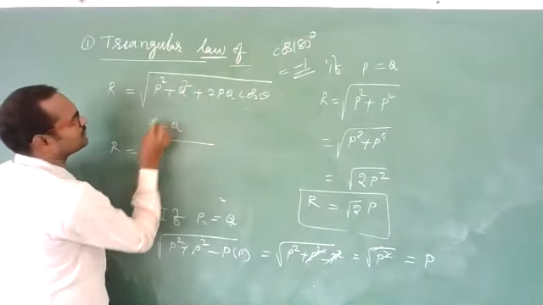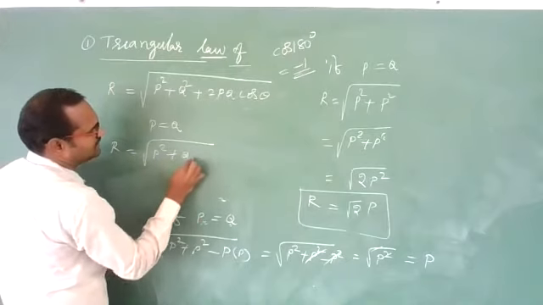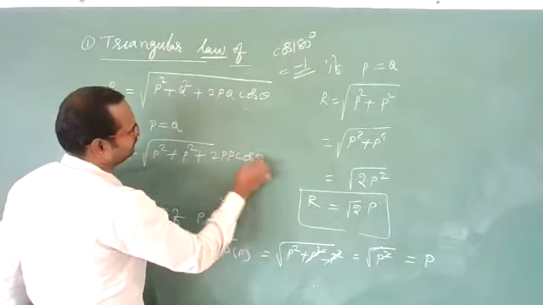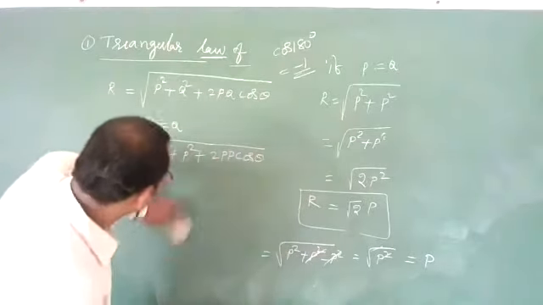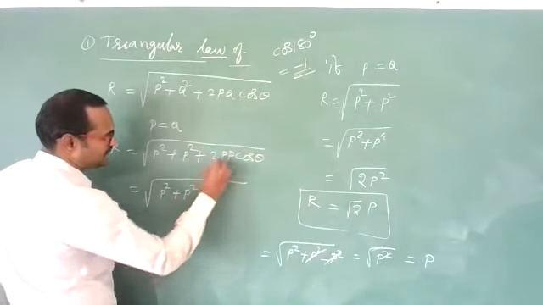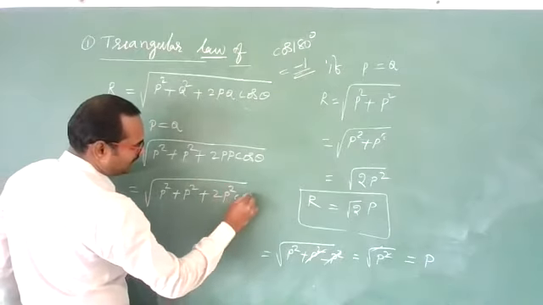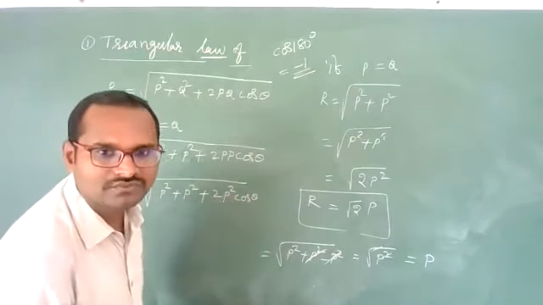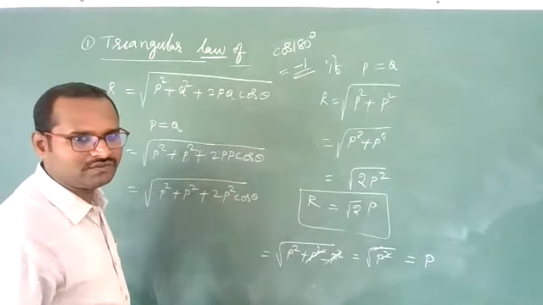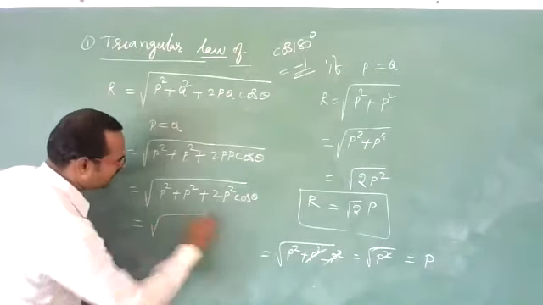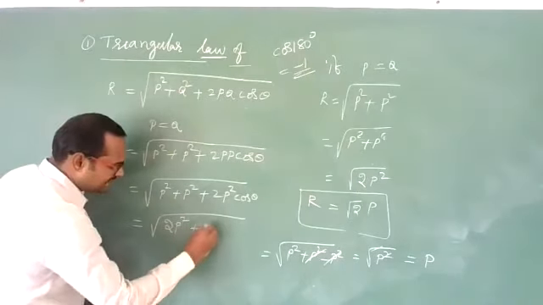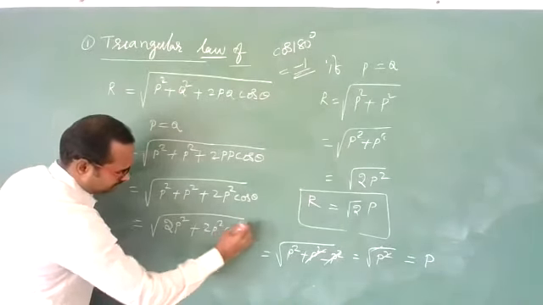Imagine in the place of Q, substitute P. P square plus 2P into P cos theta. Root of P square plus P square plus 2P square cos theta. Yes, right, important. Otherwise, PDF copy I have sent no that you read. You will get P square plus P square, 2P square plus 2P square cos theta.